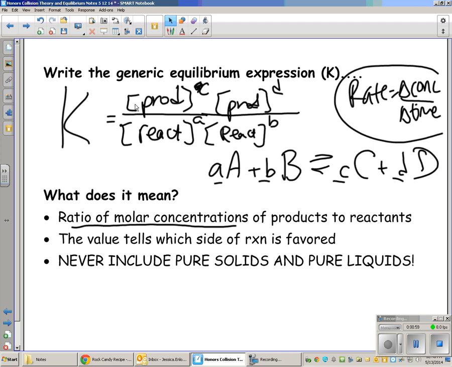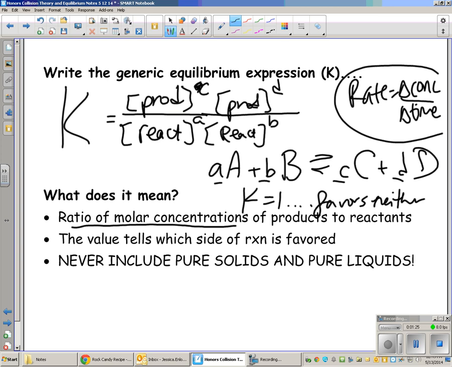So it tells you which side of the reaction is favored. If you know K, let's say K was 1,000, what would you automatically say? It's favoring the products. If I said K is 3.8 times 10 to the negative 4th, you'd say it favors the reactants. And then there's this other situation where K is equal to 1, it favors neither. It favors neither one specifically.